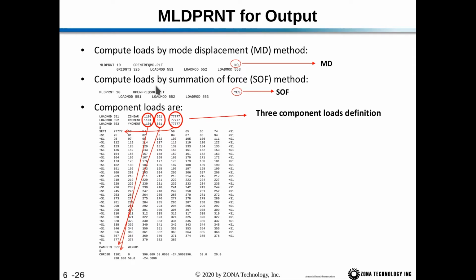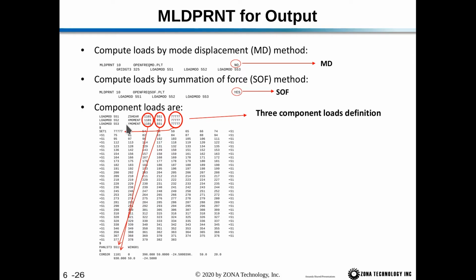And then next we're going to compute these loads by the summation of force method. So the SOF field is equal to yes. We did not repeat the grid acceleration because the grid acceleration is not dependent on the SOF option. The SOF option only applies when you're computing loads. So the component loads that we have defined here, we have Z shear, and this is all on the wing. So we have the shear of the wing. Then we have X moment. So we've got wing bending, and Y moment.